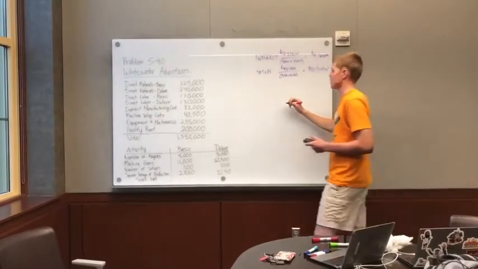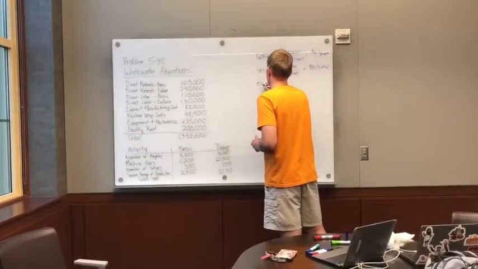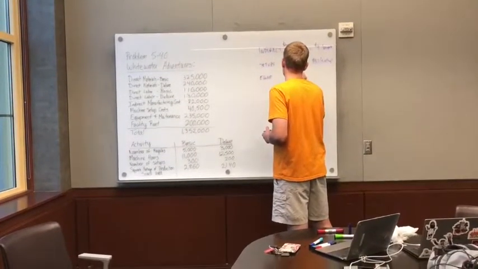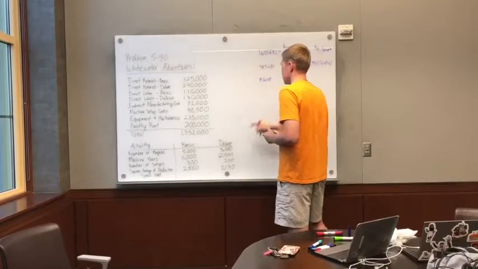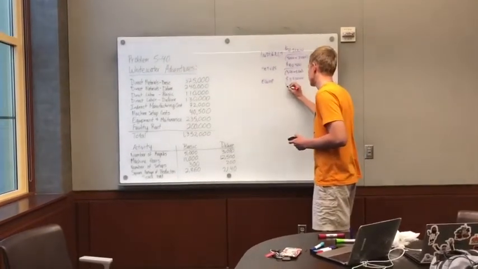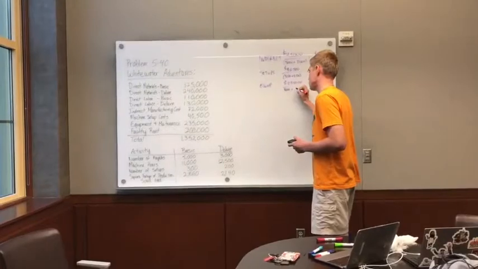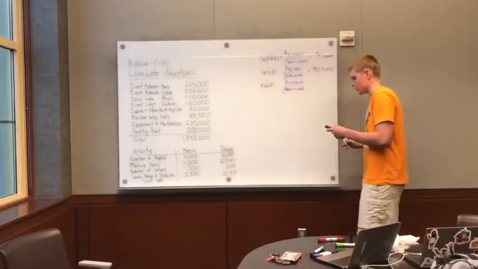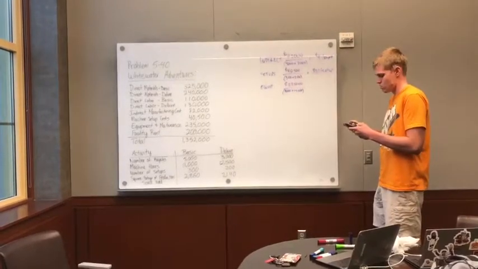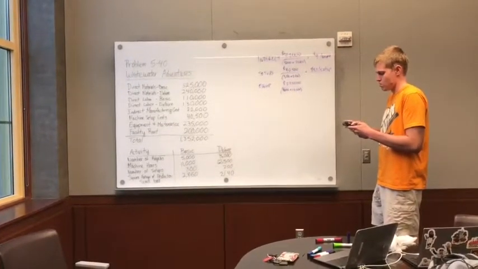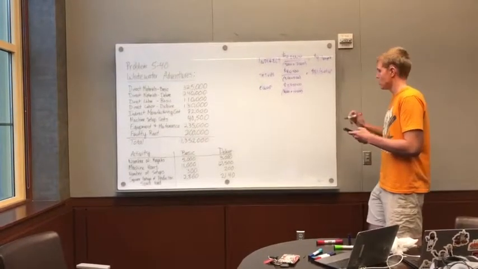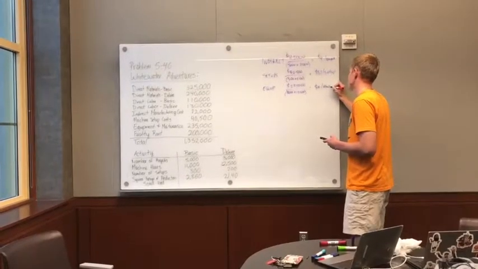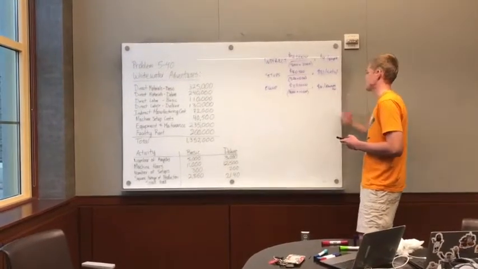So our next activity is going to be equipment and maintenance. We'll just put equip here. Total cost is $235,000. We're going to divide that over our total number of machine hours. So that's 11,000 and 12,500. So that's going to be 23,500 total machine hours. And that is going to be $10 per machine hour.